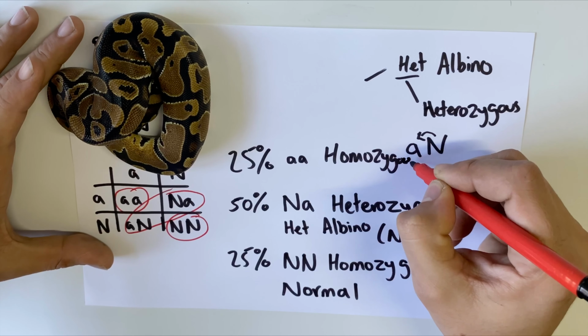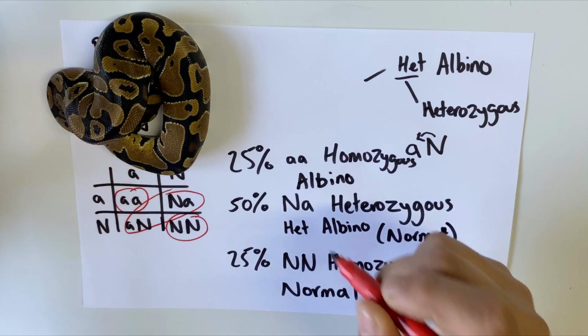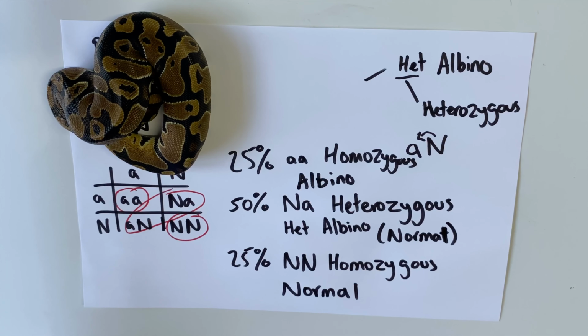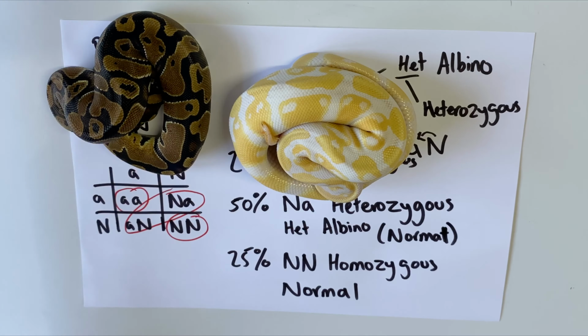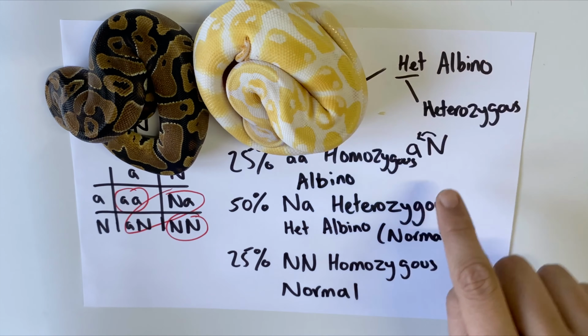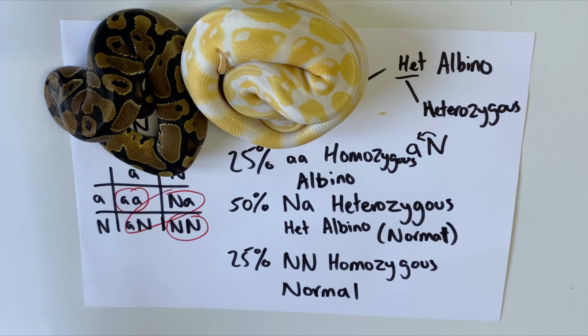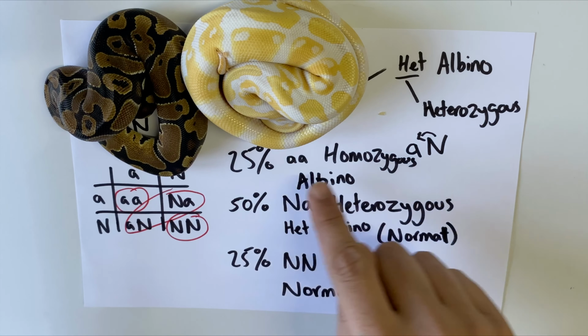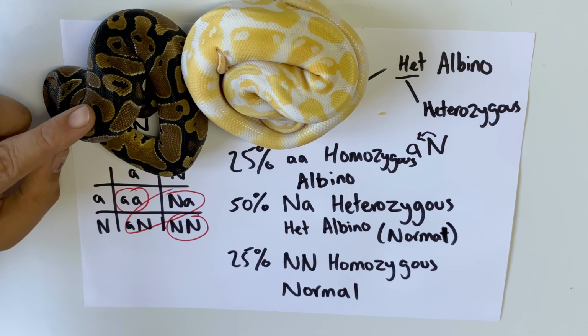Fit it in here. Homozygous albino, or albino. Remember, when you have two copies of the recessive gene, then the recessive gene can show through, and in this case you would produce an albino. So with two of these animals, 1 in 4 of their offspring would be this right here: 25% albinos. Okay, so we've now seen what we can produce when you breed two heterozygous, or two het, albinos.